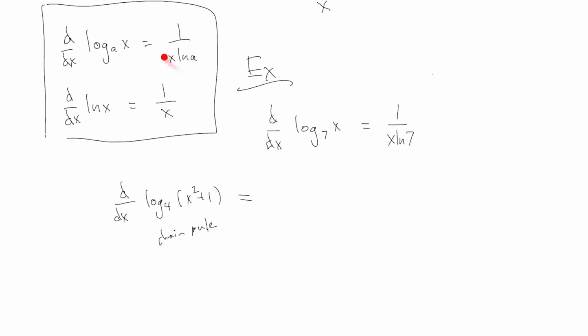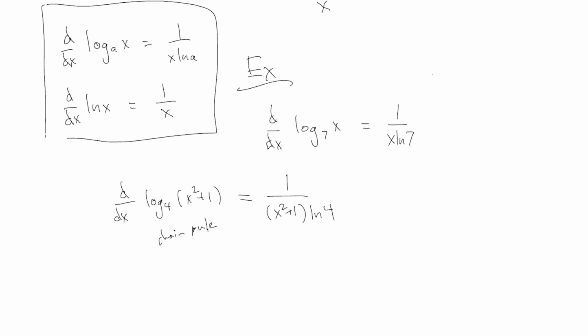So first I'm going to use this formula where it's going to say 1 over x ln a, but instead of a, I use 4, because that's the 4 here. And instead of x, I use this stuff here. So the first part of the chain rule looks like 1 over (x squared plus 1) ln 4.